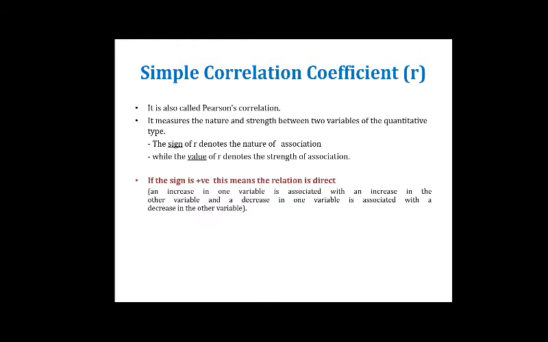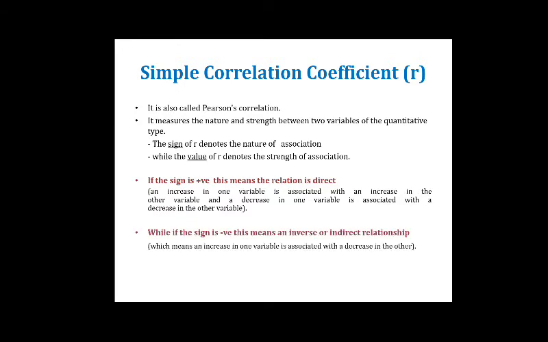So what about the sign? If the sign is positive, then the relation is direct, meaning an increase in one variable is associated with an increase in another variable. If one variable decreases, the value of the other variable also decreases. This is called positive, meaning the relationship is direct. If the sign of your answer is negative, there is an inverse or indirect relationship, meaning an increase in one variable is associated with a decrease in another variable. These are the positive and negative correlations.